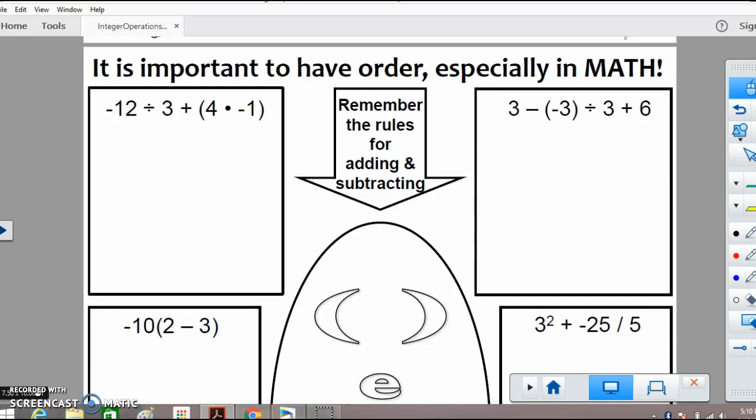At this point, you have already watched all the videos on adding and subtracting, multiplying and dividing integers, and now we need to figure out how to use this all together. And in case you have forgotten, in math we have a special order we follow and we have multiple steps in one operation, in one expression.